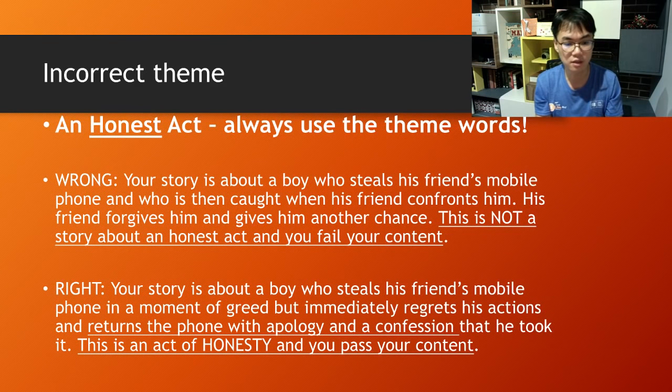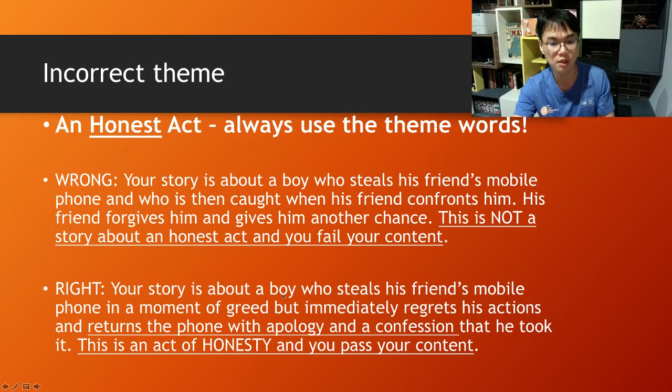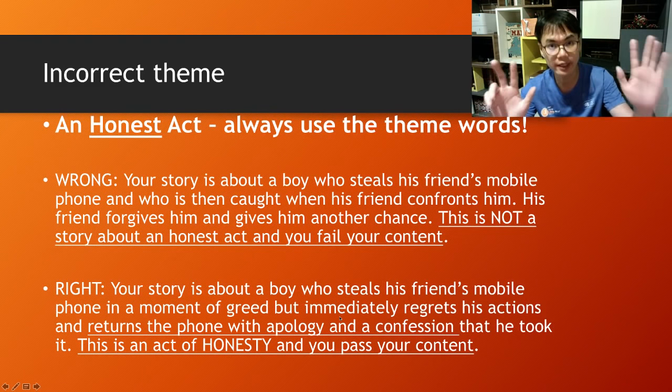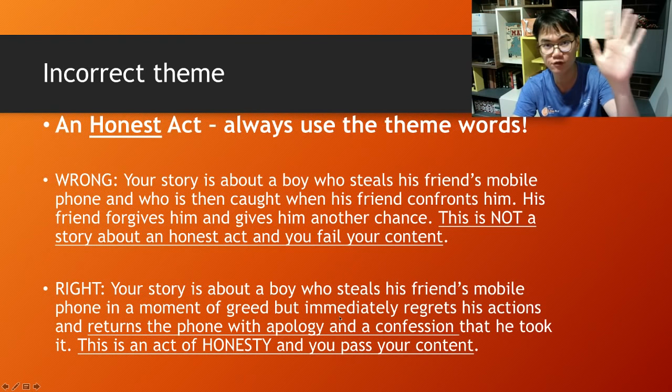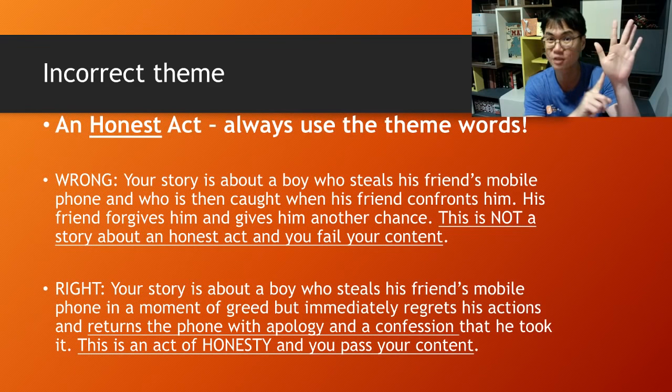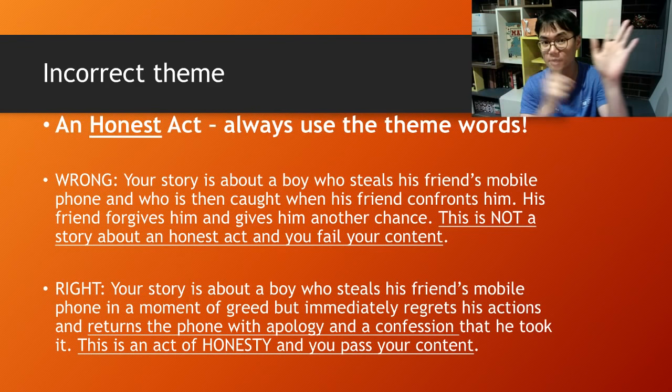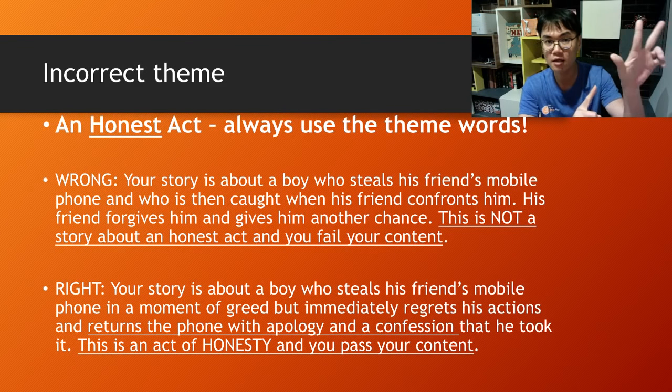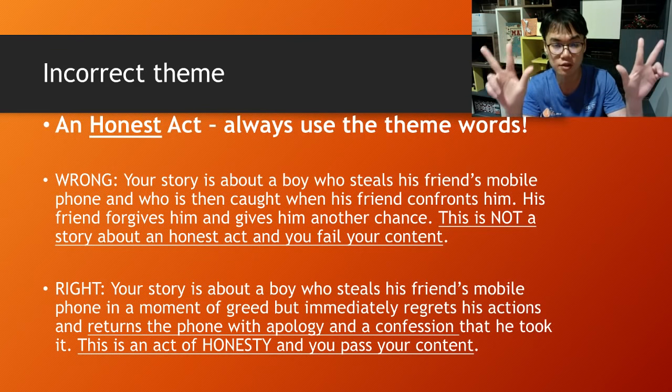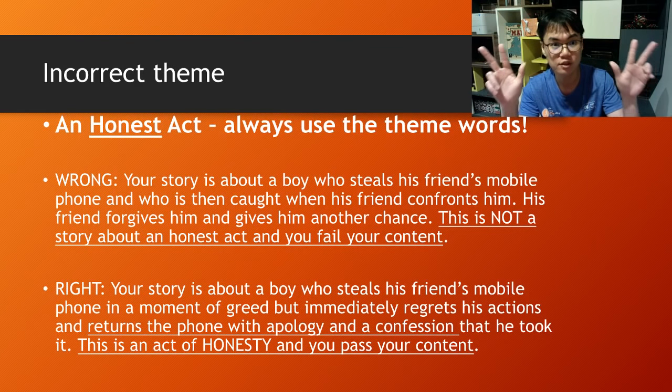So in this case, I would give this student who writes this particular story an 8 out of 10 for content. Can you see the big difference? In the first case, 3 out of 10. In the second case, 8 out of 10. That's a 5-mark difference just for content alone. I'm not even looking at language yet. I'm just looking at content. 8 marks versus 3 marks. That's a lot of difference just in the content alone.